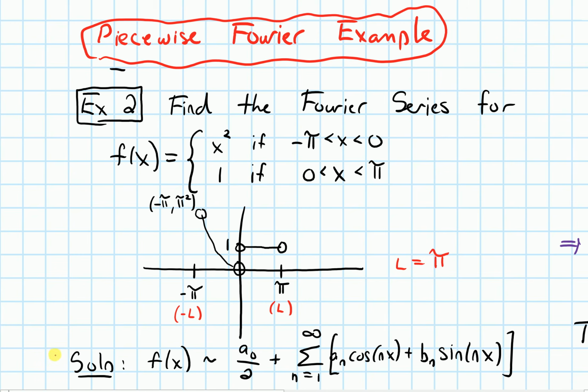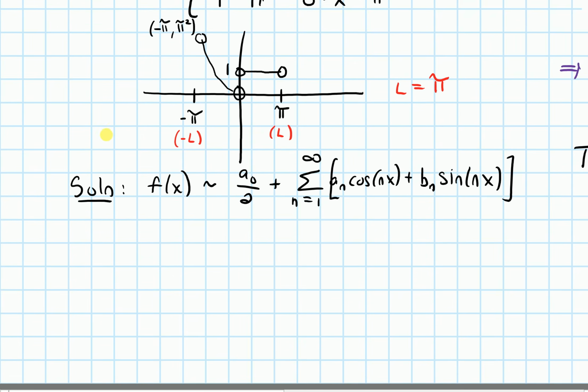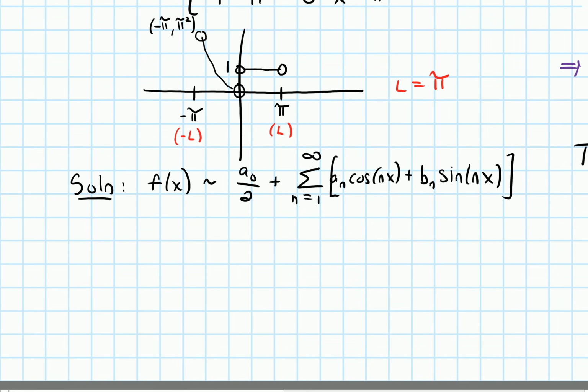So let's find the Fourier series. We want to approximate f of x in this form. What we need to do now is figure out what these coefficients are. Let's start with the constant coefficient, a naught over 2. Remember, using our formula, it's the inner product of the function f of x with 1, which was our constant term in the orthogonal basis that we're trying to project f onto, divided by the inner product of 1 with itself.